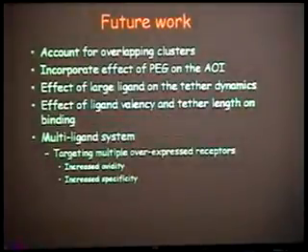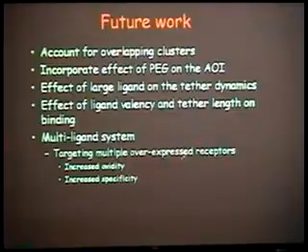In the future, we're going to look at overlapping clusters. That does tend to happen, and that's not accounted for in our model. We have to put in the lengths of the non-ligand tethered PEGs. How do they affect the area of influence? Because they tend to make the length distribution of the ligand tethered PEGs longer. We have to look at ligand valency, of course.